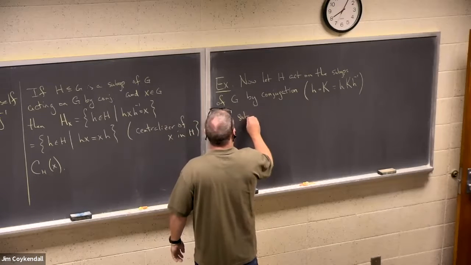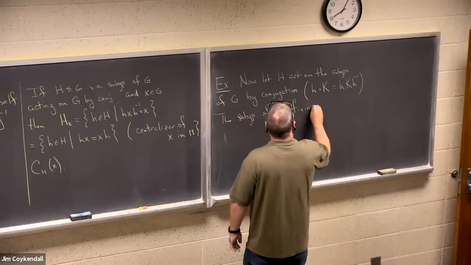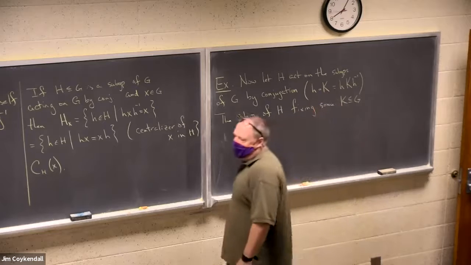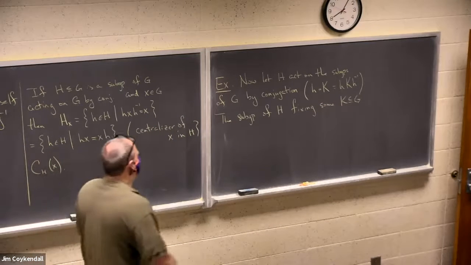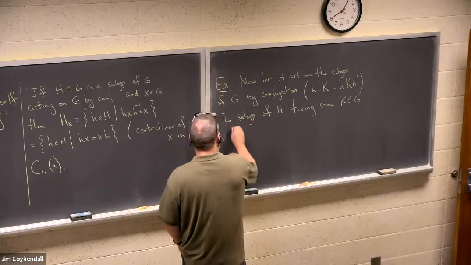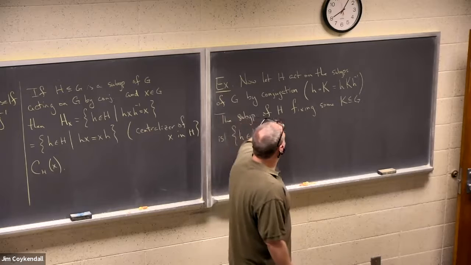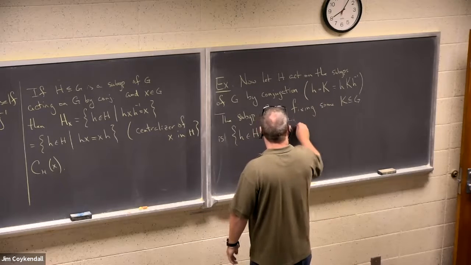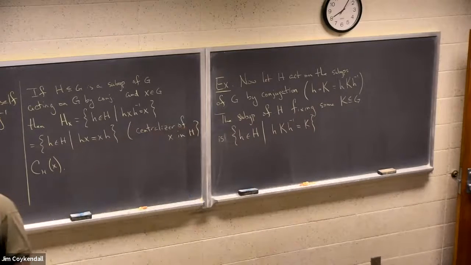Now, the stabilizer in H of some subgroup K of G is precisely equal to, okay, and let's see, I want this action to fix K, so all h in H such that hKh⁻¹ = K. So if you collect all this, this is the normalizer of K in H.